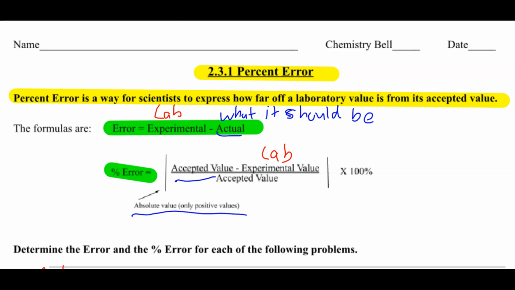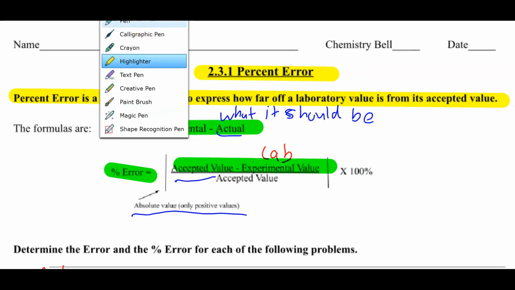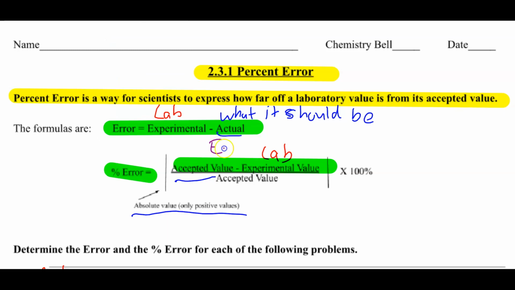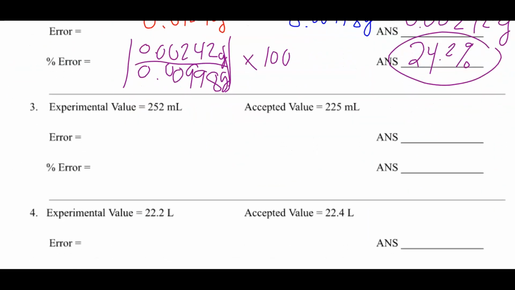Let's make a note in case you got a little bit confused. The error that we've been talking about is the experimental minus the actual. The percent error is essentially the same thing. This is the error. We took the absolute value, so it doesn't really matter the order, over the accepted. So when we have that error measurement, all we have to do is divide by the accepted and times by 100.